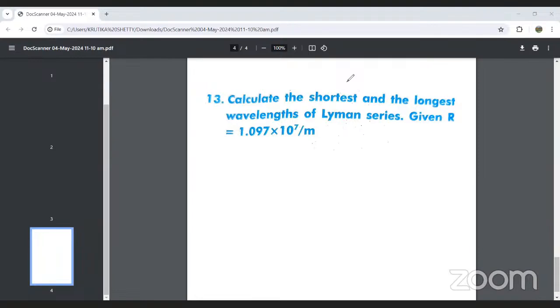You can continue with the solution. Those who don't know, you can observe here. For the first one, I am doing the shortest wavelength. So for the shortest wavelength, n1 is equal to 1 and n2 is equal to infinity.